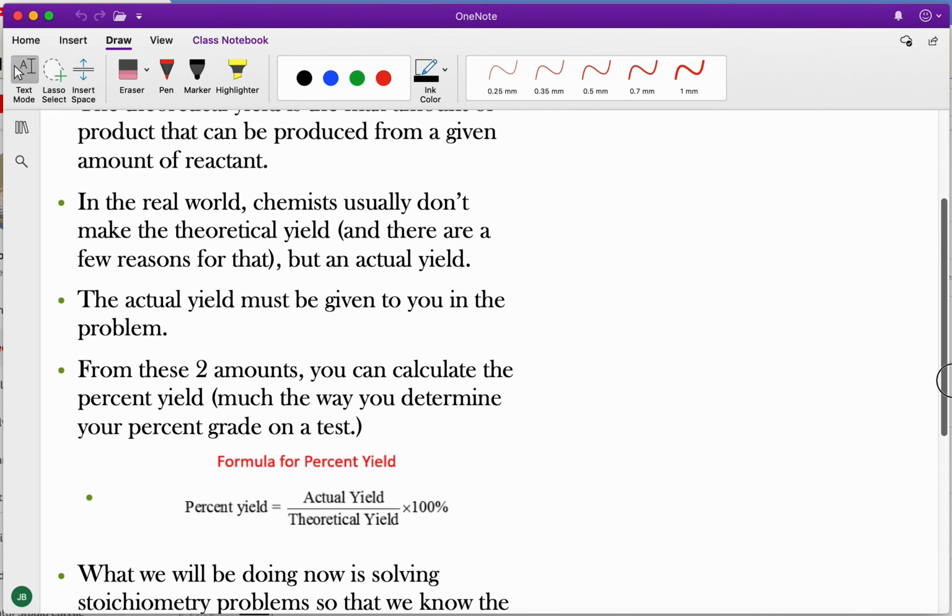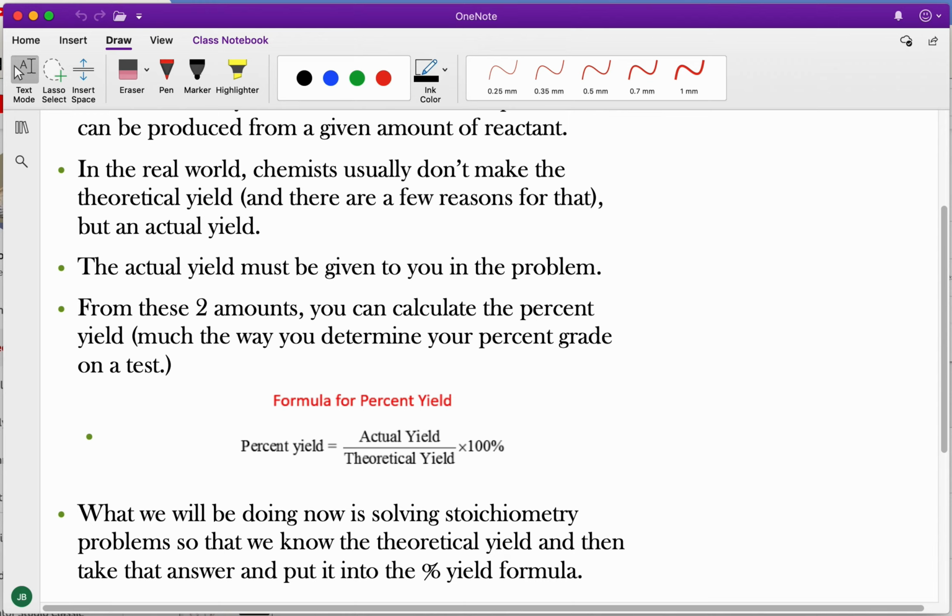Now, in the real world, most chemists don't usually make the theoretical yield. There's some reasons for that, such as gases that may escape the reaction, or some intermediate products that are made, but that's beyond the scope of this course. What you need to understand is that the theoretical yield is never actually made. But you do have something that's called the actual yield. So this is going to be a smaller, a lesser amount that is truly made, actually made.